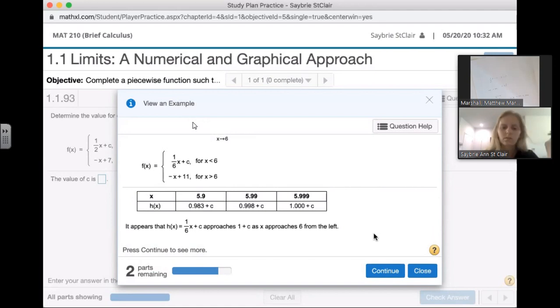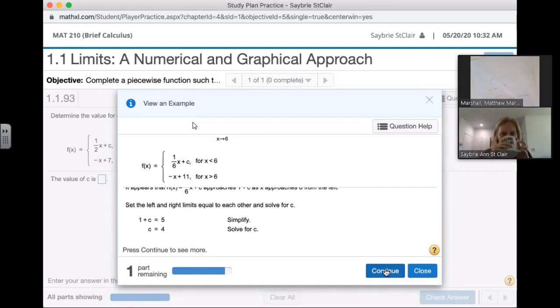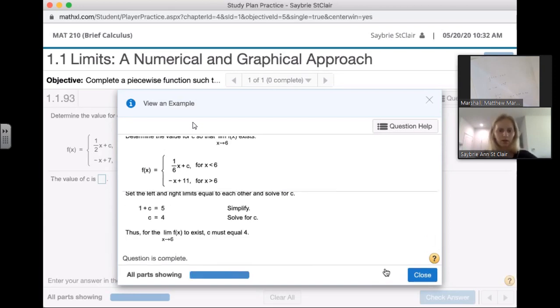6 from the left. 1 plus C. Okay, that makes sense. Set the left and right limits equal. Solve for C. Alright. Continue. Alright. Do you want to try one of these? Alright.